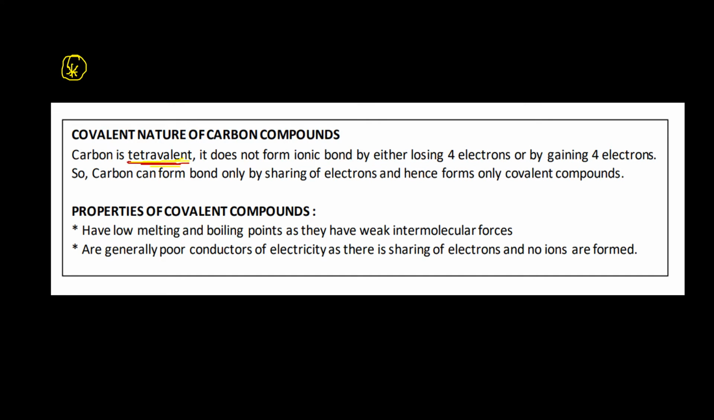The atomic number of carbon is 6, so the electronic configuration is 2, 4. So it needs 4 more electrons, and carbon chooses sharing of electrons. The valency of carbon is 4. Valency means the combining capacity. So it is tetravalent.